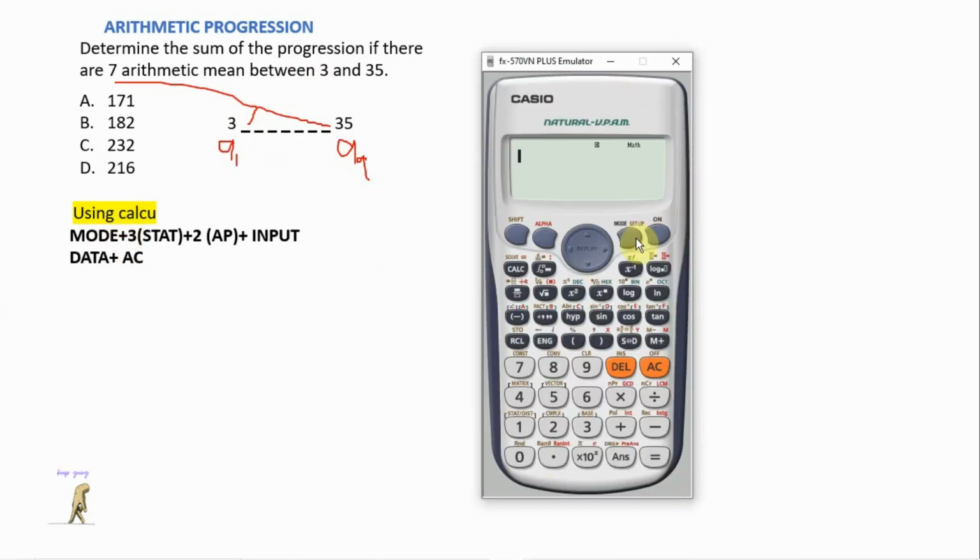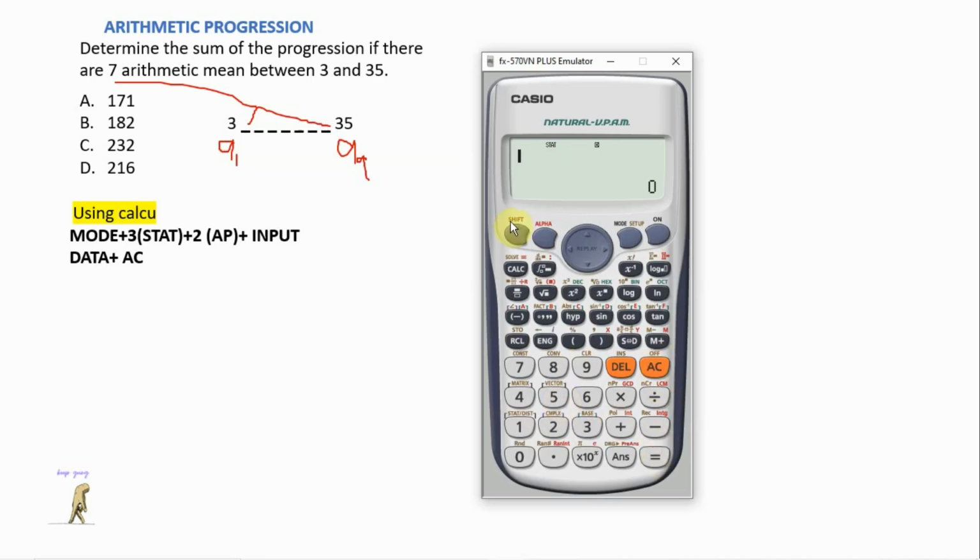Okay po? So let's get our calcu. We need to press our mode, and then 3 for stats, and then 2 for our arithmetic progression. We need to input our data. The X column, these are the number of terms. The Y is the value of our terms. We have two values of our terms, so let's use our a sub 1 and a sub 9. So let's put 1 and also 9. And then the value of a sub 1 is 3, and the value of a sub 9 is 35.